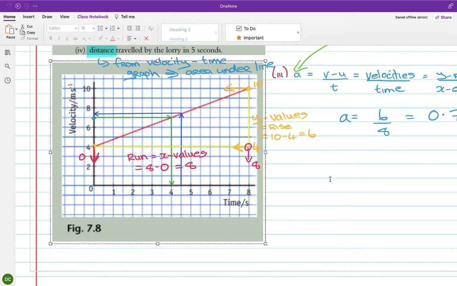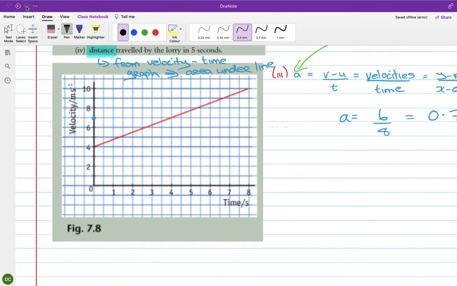Okay. So the distance travelled by the lorry in 5 seconds. You've seen how I got all of these, so I'm just going to clear off all this information. Okay, so the distance travelled by the lorry in 5 seconds. So that makes 5 seconds.